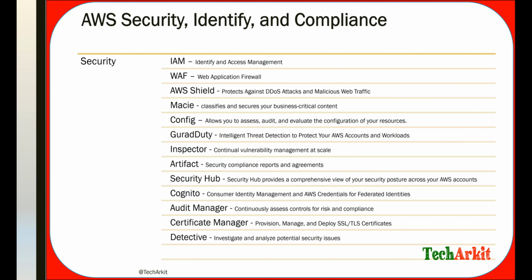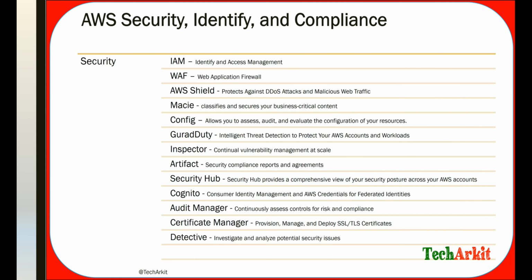Security Hub provides a comprehensive view of your security posture across your AWS accounts. If you have multiple AWS accounts, you can connect them to Security Hub, and it will provide a comprehensive view of your security from the different accounts. Cognito provides consumer identity management and AWS credentials for federated identities. That's how you provide federated access using Cognito. Audit Manager continuously assesses controls for risk and compliance. If you have compliance requirements like HIPAA, PCI DSS or GDPR, Audit Manager can help you audit and assess the controls.